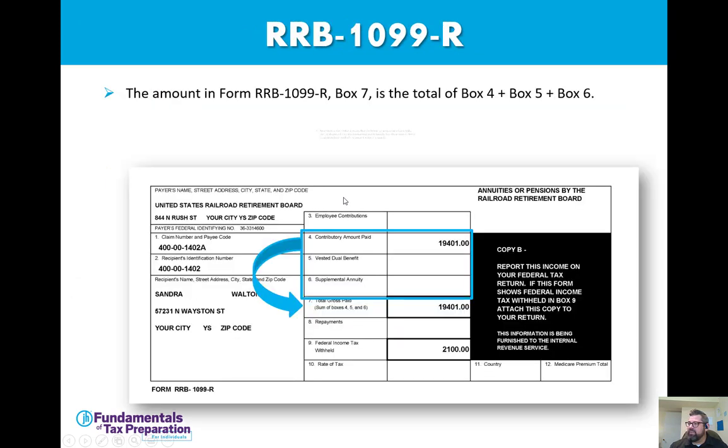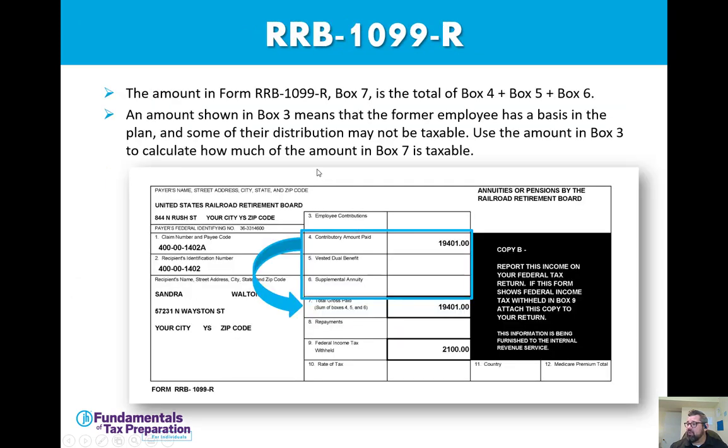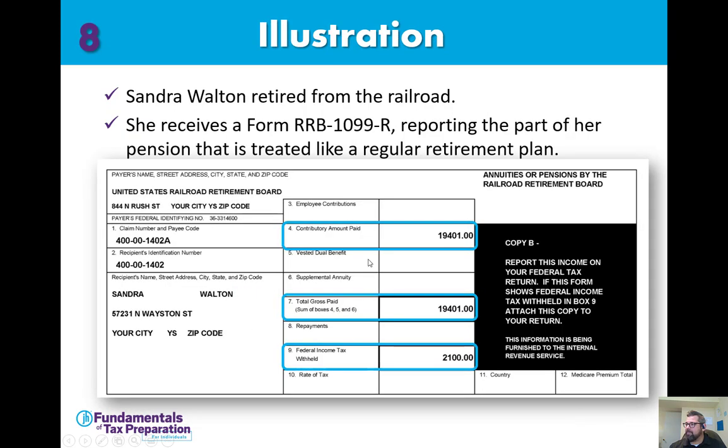Okay, so then here's the RRB 1099. So this is the Railroad Retirement Board, and it shows the form here. This is the RRB 1099R form. So you just enter this information in profiler. It handles everything for you.